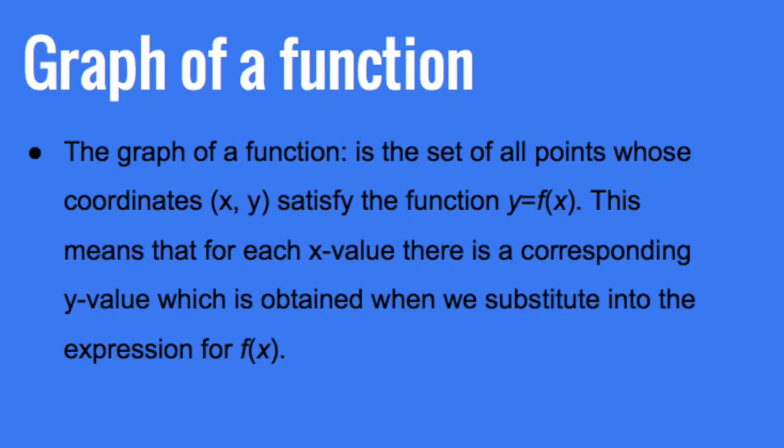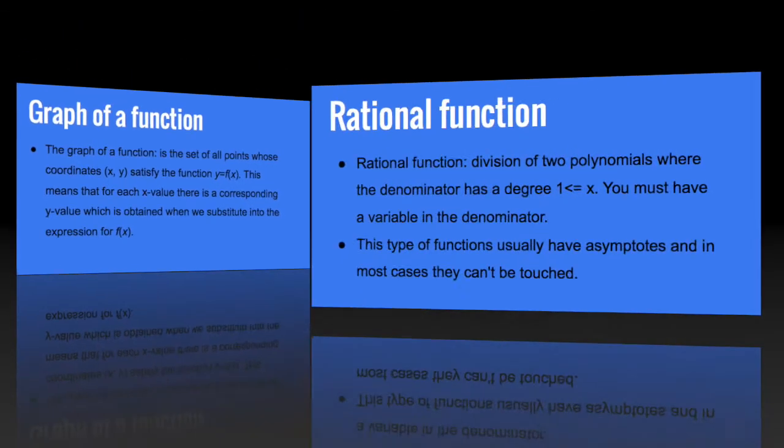Graph of a function. The graph of a function is a set of all points whose coordinates x and y satisfy the function y equals f of x. This means that for each x value there is a corresponding y value, which is obtained when we substitute into the expression for f of x.